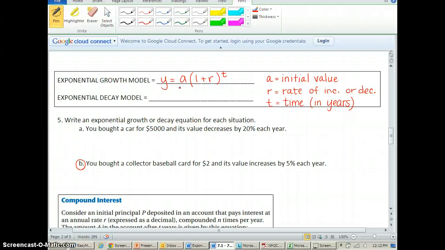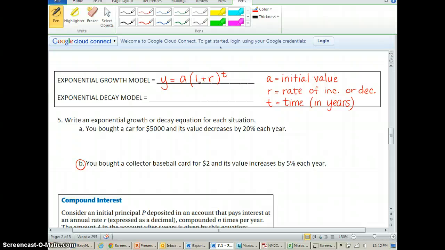Now, the mistake that a lot of people make is they just want to put 5% in there. We need this plus 1. And the reason for that is because if my value increases, if it's worth $2 right now, I get to keep 100% of that $2 plus the extra 5%. And then after the next year, I get to keep all of the value that I have, 100% of my value, plus that extra 5%.